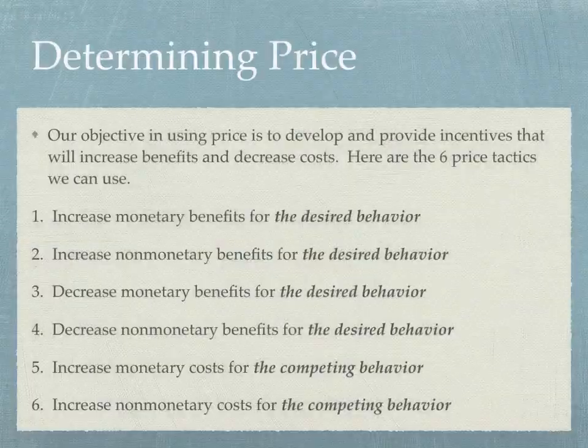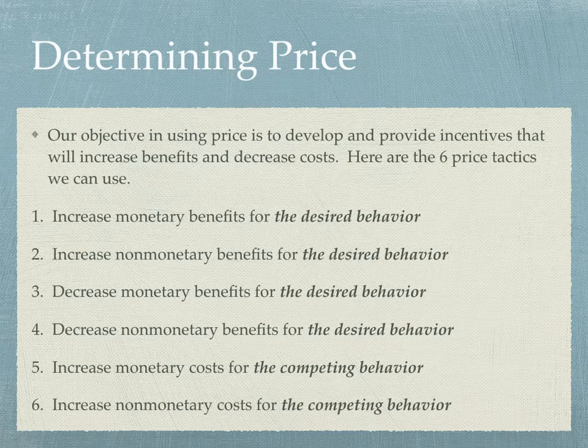So when we want to determine the price, our objective is to develop and provide incentives that will increase the benefits and decrease the cost. Here are six different price tactics that we can use. The first one is increased monetary benefits for the desired behavior. Monetary benefits can take many forms that are familiar to you because you're already a consumer: rebates, allowances, cash incentives, and price adjustments that you get as a reward for adopting a proposed behavior, like buying commodities.